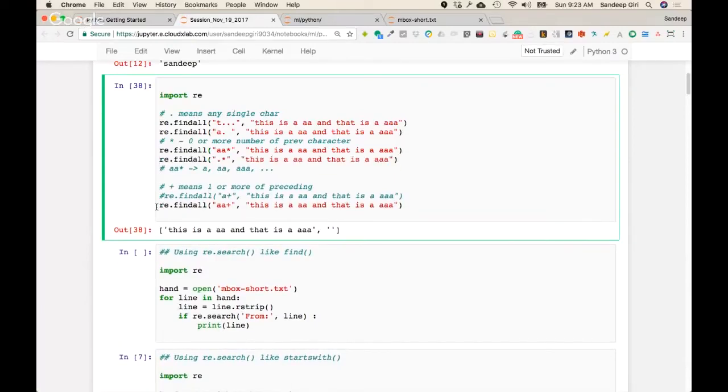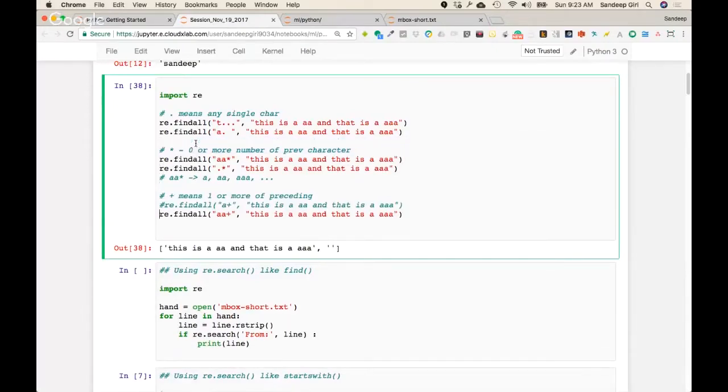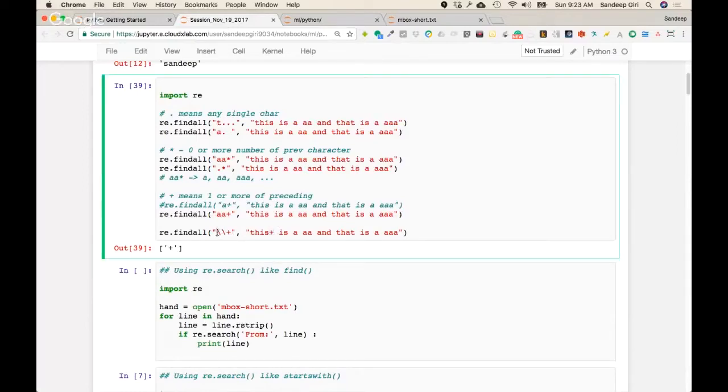Good. Now, I hope this is clear to everyone so far. So dot means a single character. Asterisk means zero or more of the previous character, and plus means one or more of the preceding. And of course, we can always match the exact character. Let's say we are looking for plus in the output, then we put double slash. Here it is. So it's matching this plus now. So we'll have to put double slashes before this.